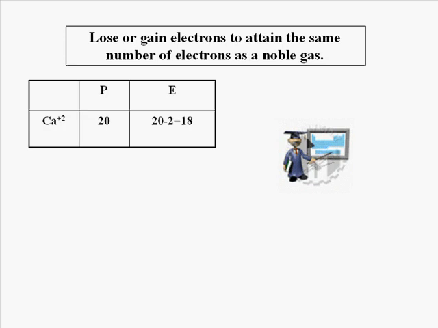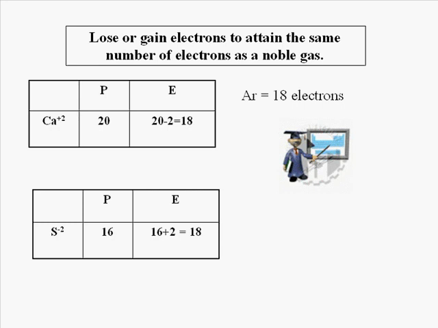If you look at calcium, it makes a +2 ion and it has 20 protons. Because it's a cation, that means that it removes electrons. How many it removes is tied into its charge. It has a +2 charge, which means it removes 2 electrons. As an ion, then, it has 18 electrons. It also mimics the number of electrons that the noble gas argon has.